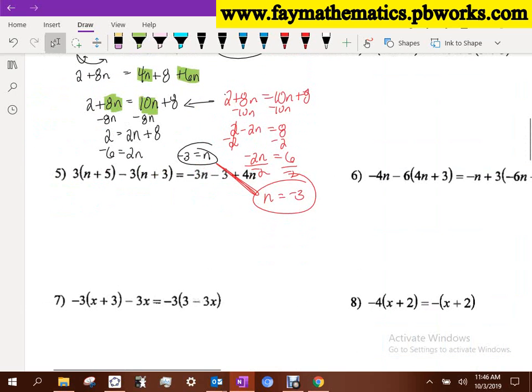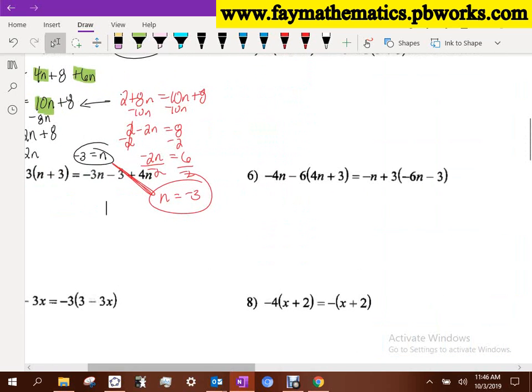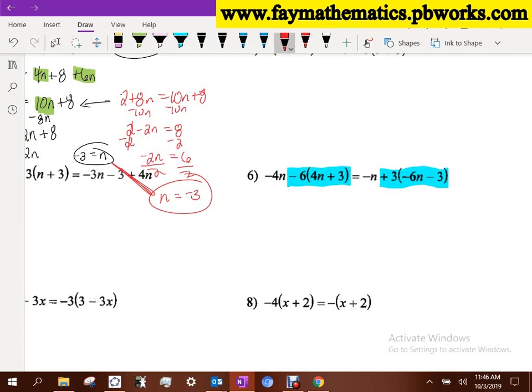Let's do number 6. 5 and 6 are kind of similar. So now the distributive property has to be done first. So when I distribute that 6, I got to pay attention to the fact that it's negative 6. Over here, I got to distribute a positive 3. It's going to be negative 4n minus 24n minus 18. So it's negative 24. That's negative 18. It'll be negative n plus then, so that's going to give me negative 18n. So negative 18n, and then that's going to give me negative 9.